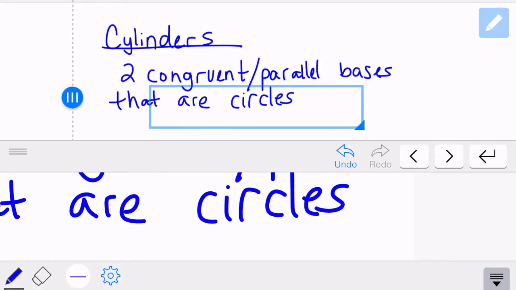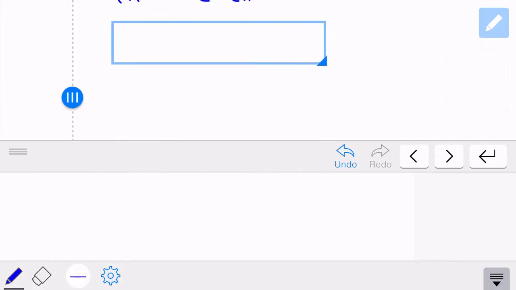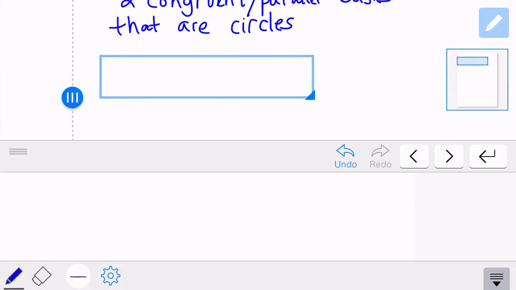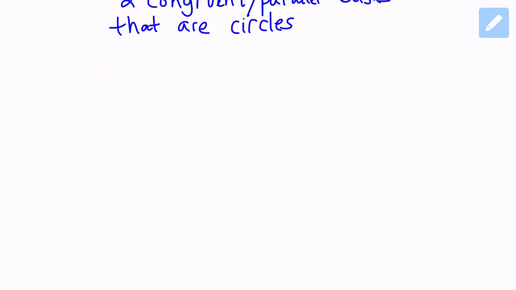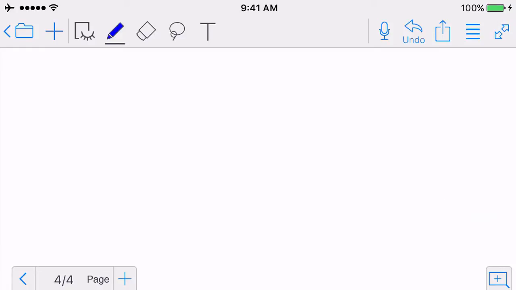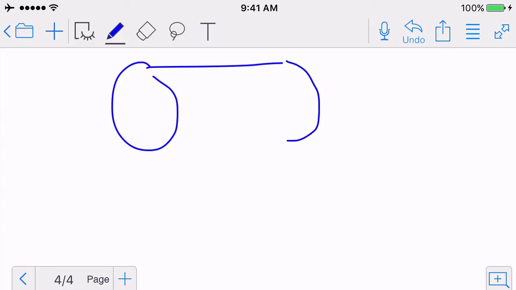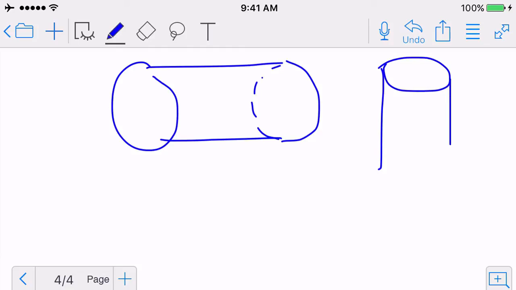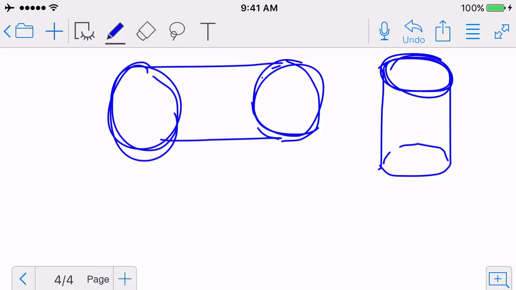Okay? So, what that looks like, let's get rid of this. It's like if we have a circle and then it extends back and you have another circle behind that. So kind of like a tube. Okay? A lot of the times you'll see them upwards like this. So you have a circle and then it comes down and around and then it goes behind. Okay? So again, they have two bases that are congruent and these are just circles.